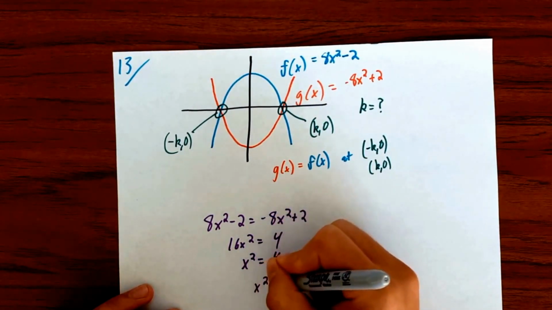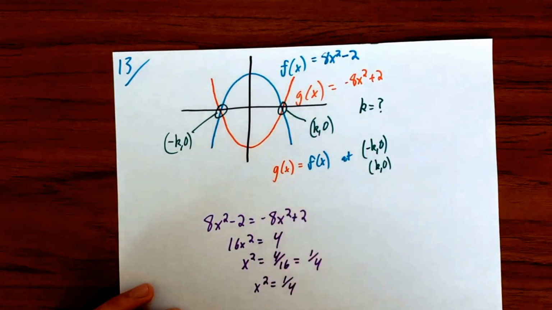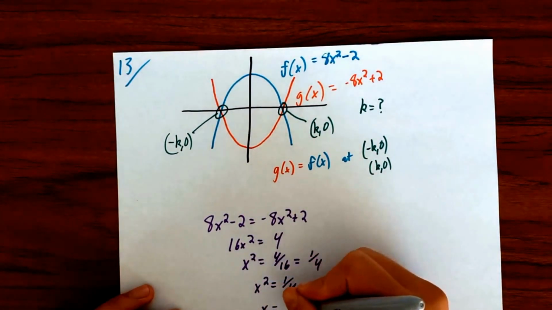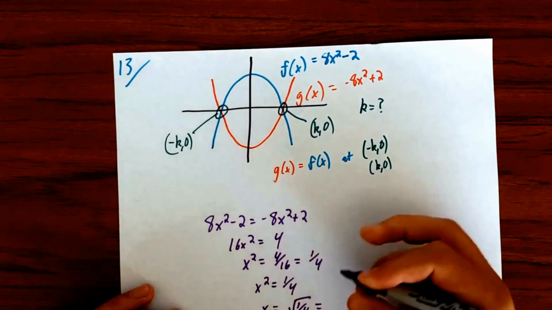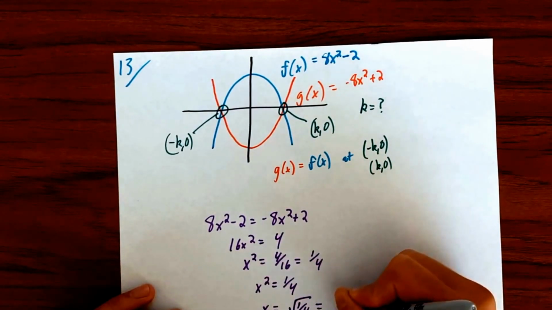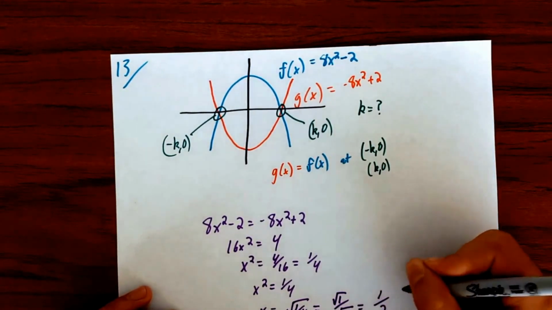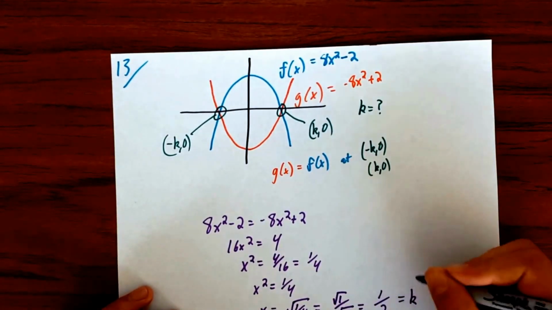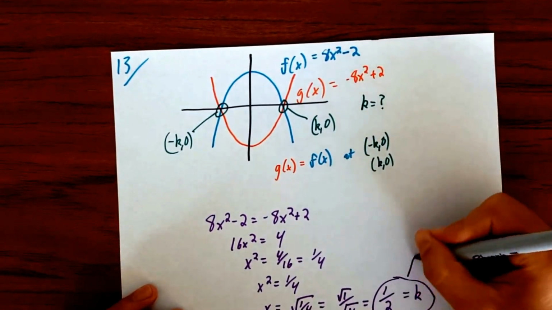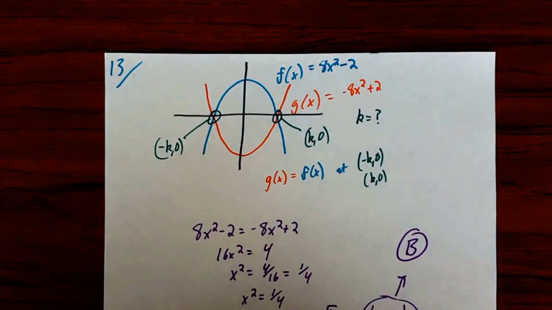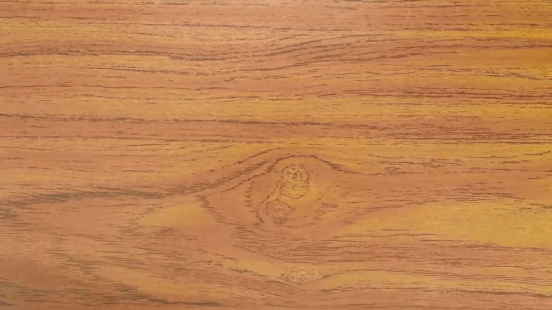And now you just have to remember how to square root a fraction. So x is the square root of 1 divided by the square root of 4, which is 1 divided by 2. And so that is what k is. If you look at the answers given, that's B. All right, and let's do one more, just so we don't end on 13.